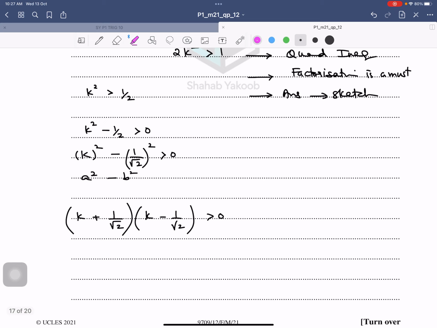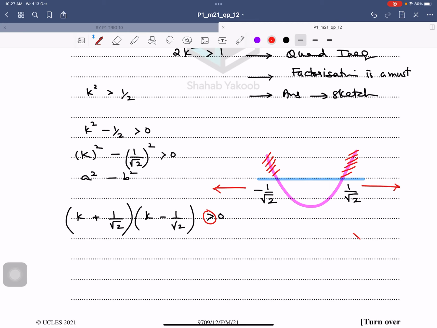Now this is the right time to draw a sketch. x-axis, and now you would label this as 1 over root 2, this as negative 1 over root 2. Greater than 0 means the region above the x-axis, that is this region, and that is this region. How can you reach these heights? Extreme right, extreme left. Therefore, x is greater than 1 over root 2. Therefore, x is less than minus 1 over root 2.